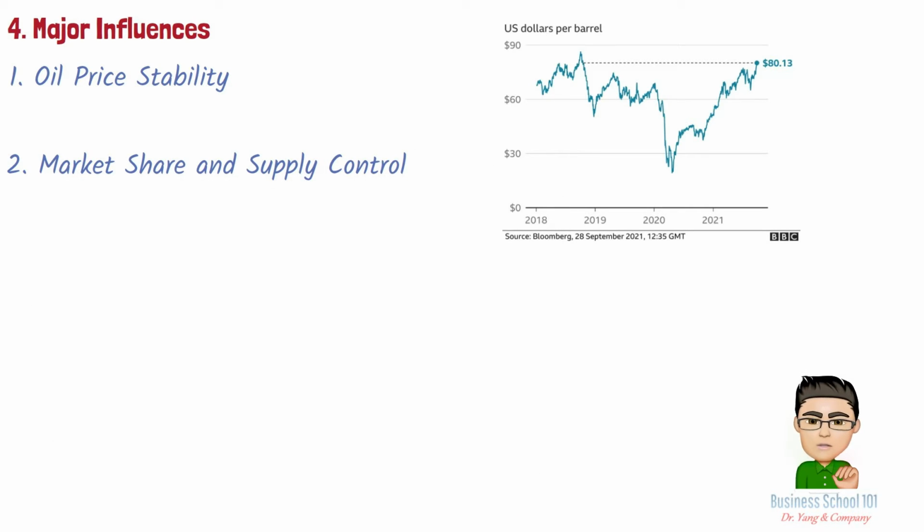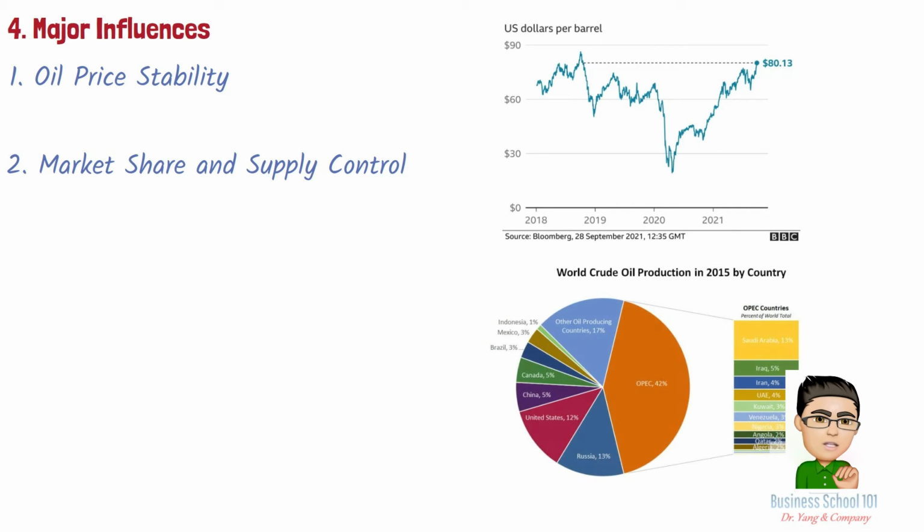2. Market share and supply control. OPEC member countries collectively possess substantial oil reserves and account for a significant share of global oil production. OPEC's ability to coordinate production levels allows it to exercise influence over the global oil supply.